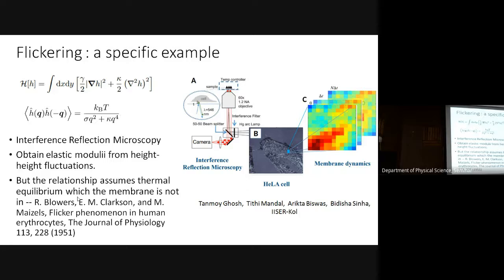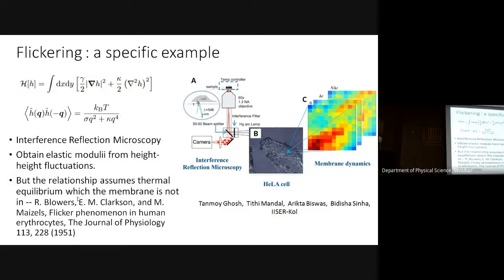There are some people sitting right over there, Tanmoy and their gang, who do all these things. This is a picture of their experimental setup. It is called interference reflection microscopy. If you do that, this is how a cell will show up. This is what is called a HeLa cell, a family of cancer cells coming from someone called Henrietta Lacks.